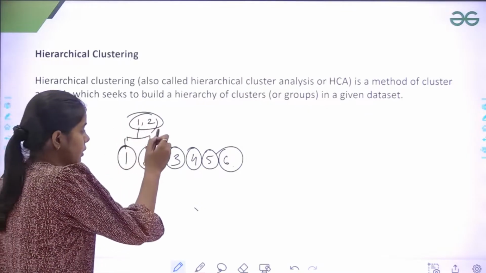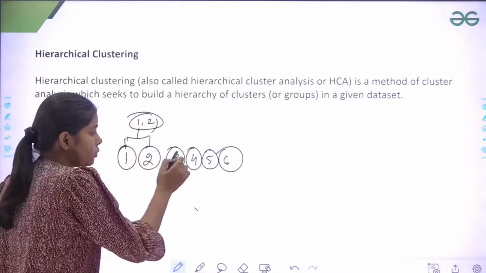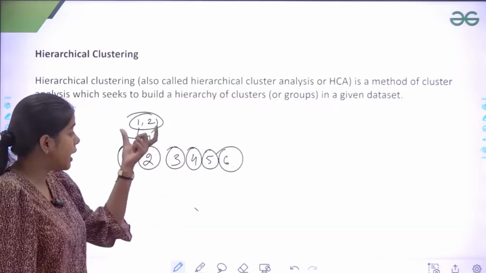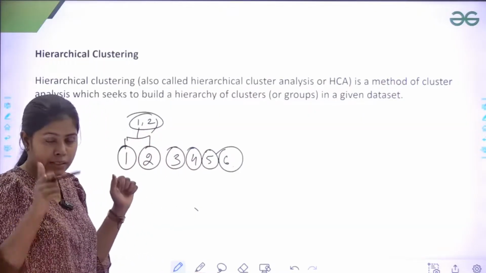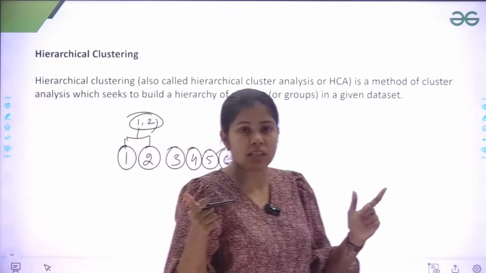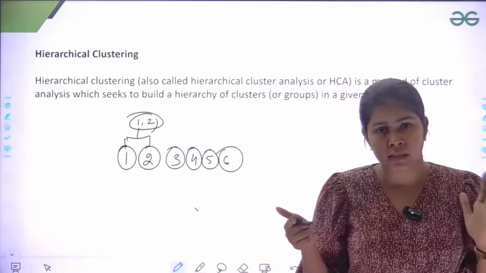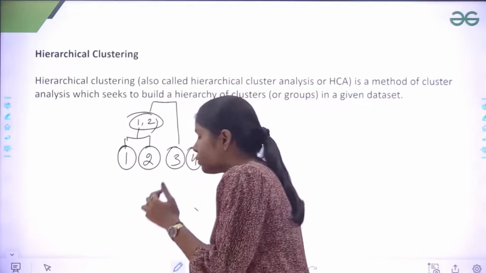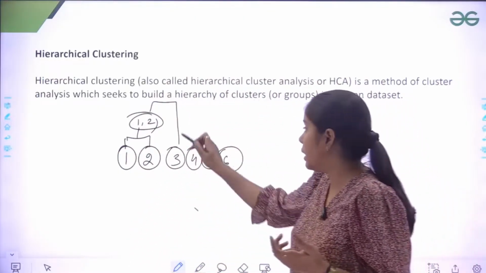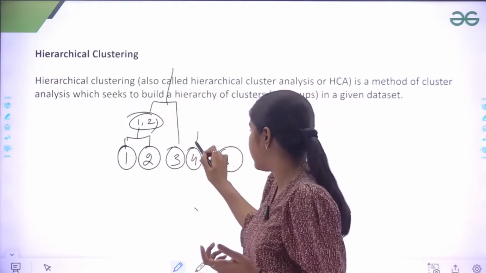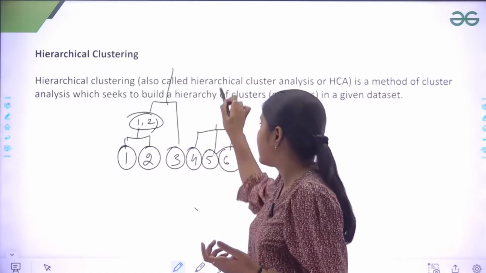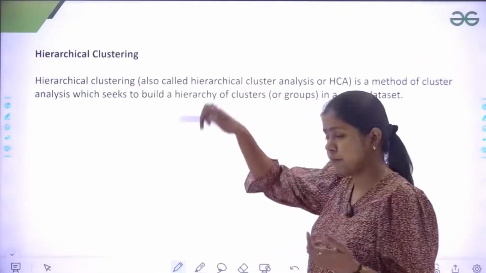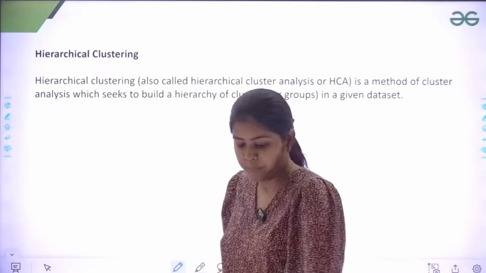Then I have 1, 2, 3, 4, 5, 6. Sorry, how many clusters do I have? I have 5 clusters. One cluster is 1, 2, another cluster is 3, 4, 5, 6. Then I'll again join these clusters. Let's suppose 1, 2 and 3 have minimum distance. Then I'll join these clusters. Let's suppose then 4, 5, 6. Like this I'll form the clusters. We'll see how I'm going to form that.